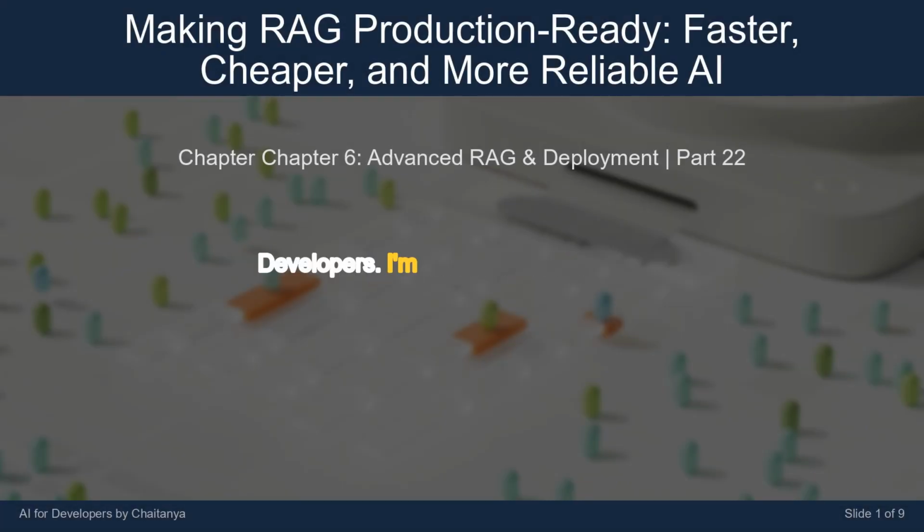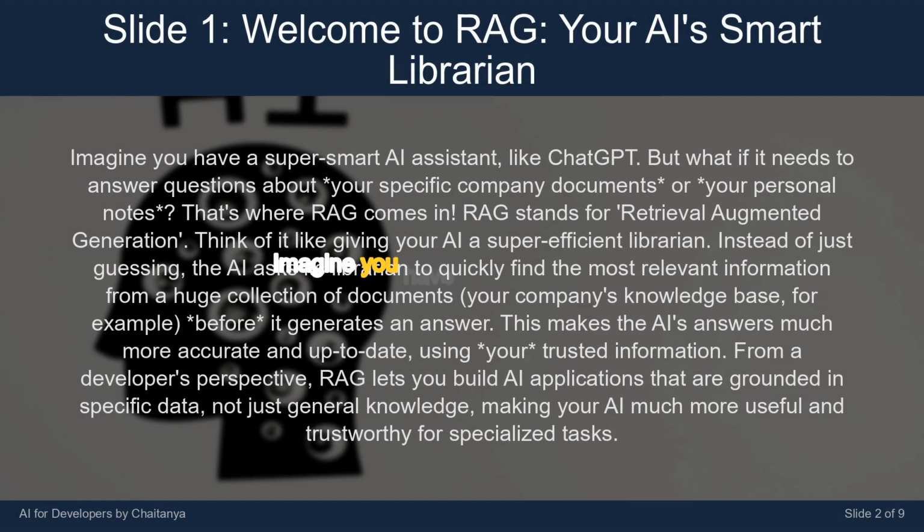I'm Chaitanya talking bot. Today's lesson is titled Making RAG Production Ready. Faster, cheaper, and more reliable AI. Imagine you have a super smart AI assistant, like ChatGPT. But what if it needs to answer questions about your specific company documents or your personal notes? That's where RAG comes in.